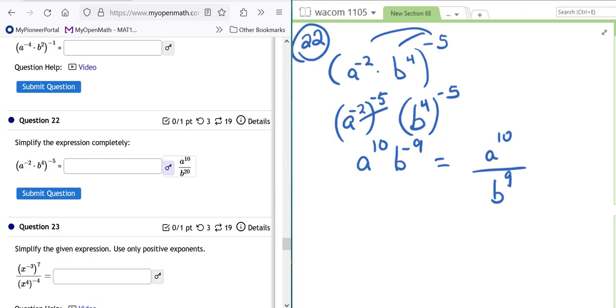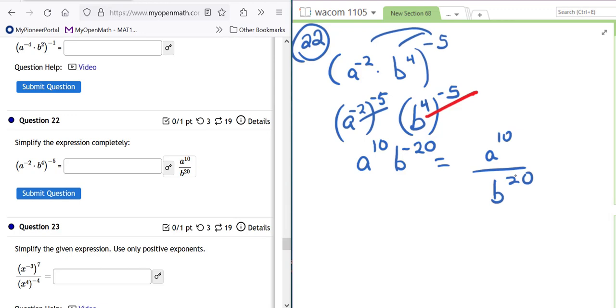Oh, wow. Sorry, guys. What do you do with these exponents? Power to a power, keep the base and multiply. That's a strike. All right. Good thing we have an eraser. And this would be positive 20. Any question there? All right.